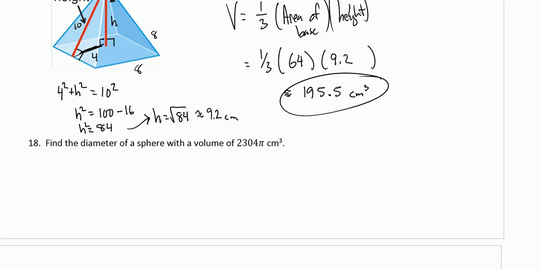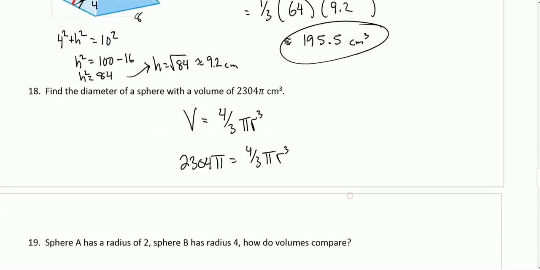18, we want the diameter of a sphere given a volume. So the volume of a sphere is 4/3 pi r cubed. And the volume is 2304 pi. And so we can solve for our radius here. If I multiply by 3, get 2304 times 3 is 6912.